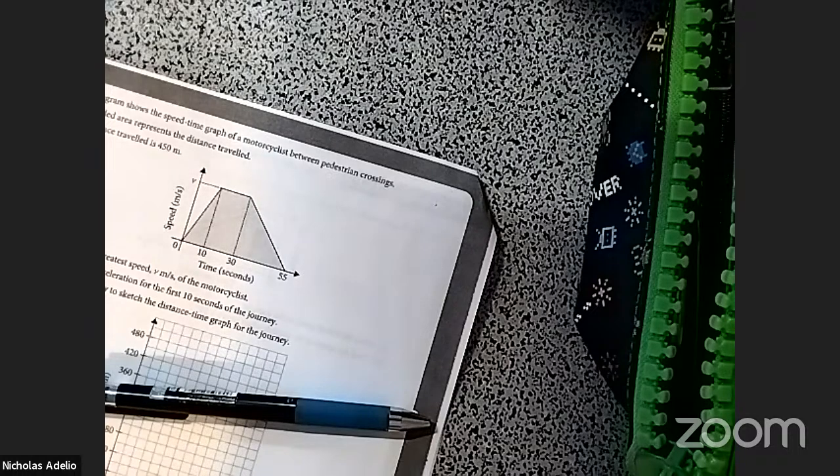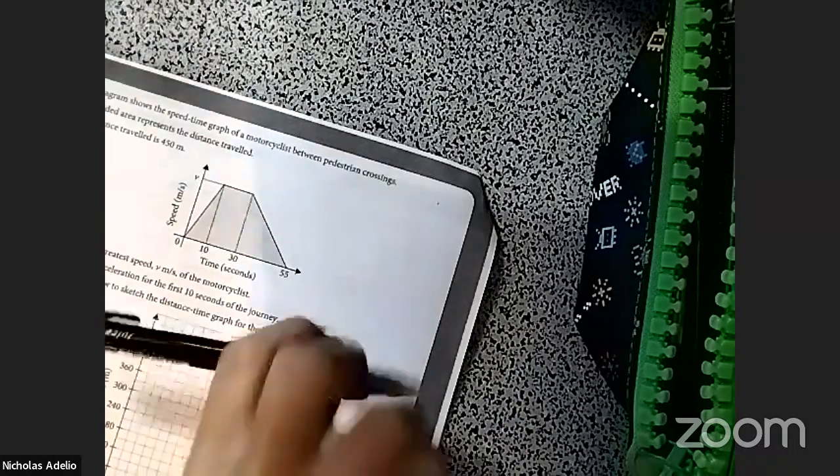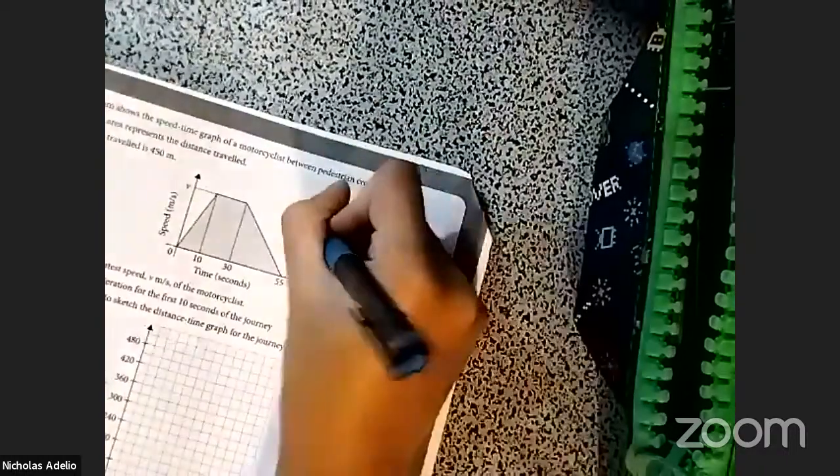Now let's acknowledge that you do not know the height of the triangles and the rectangle. True? Just that. It'll be half times 10 times v, plus 20 times v. Then do that and equals to 450. Then you will find the v, right? If that makes sense.